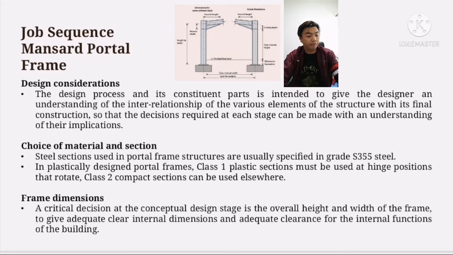The second one is choice of material section, where the structure is usually specified in grade 355 steel. Class 1 plastic section must be used at the highest position that rotates plastically in the construction of portal frames. And the next one is frame dimension, where class 2 compact sections can be used elsewhere, and the overall height and breadth of the frame are critical decisions at the concept design stage.